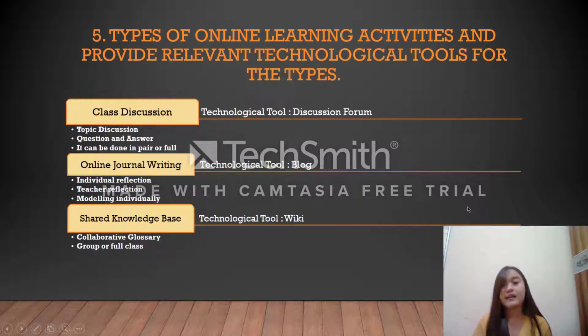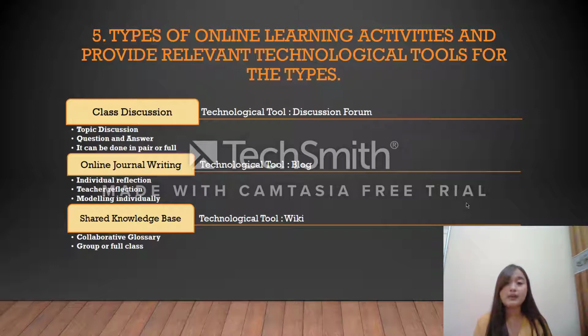And the next is about types of online learning activities and relevant technological tools for the types. So there are 6 types of online learning activities and relevant technology tools. What technology tools are used for these online learning activities? For the first, class discussions, the technological tool we can use is a discussion forum. In the discussion forum, you can use topic discussions, question and answer, and it can also be done in pairs or pools.